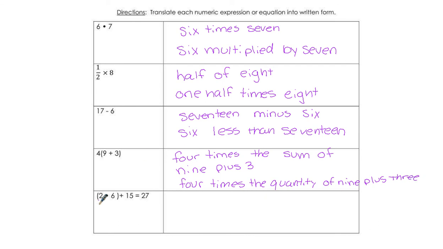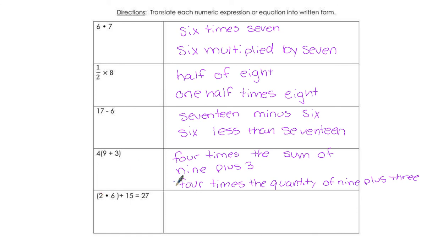Okay, our next one is even trickier, but we got this. So we have parentheses. So we could say quantity. We also could say product because we're multiplying. So we could say the quantity of 2 times 6 plus 15 equals 27. We could say the product of 2 times 6 plus 15 is 27. So there's many different forms.